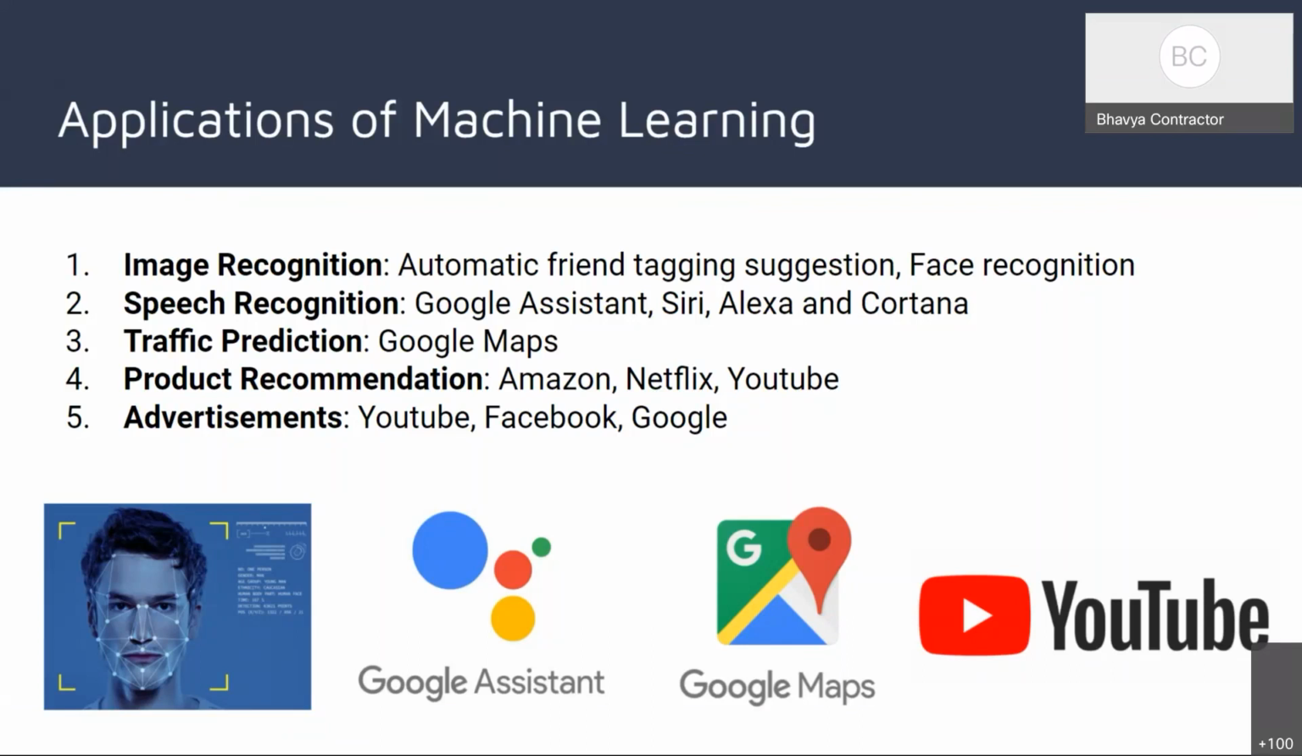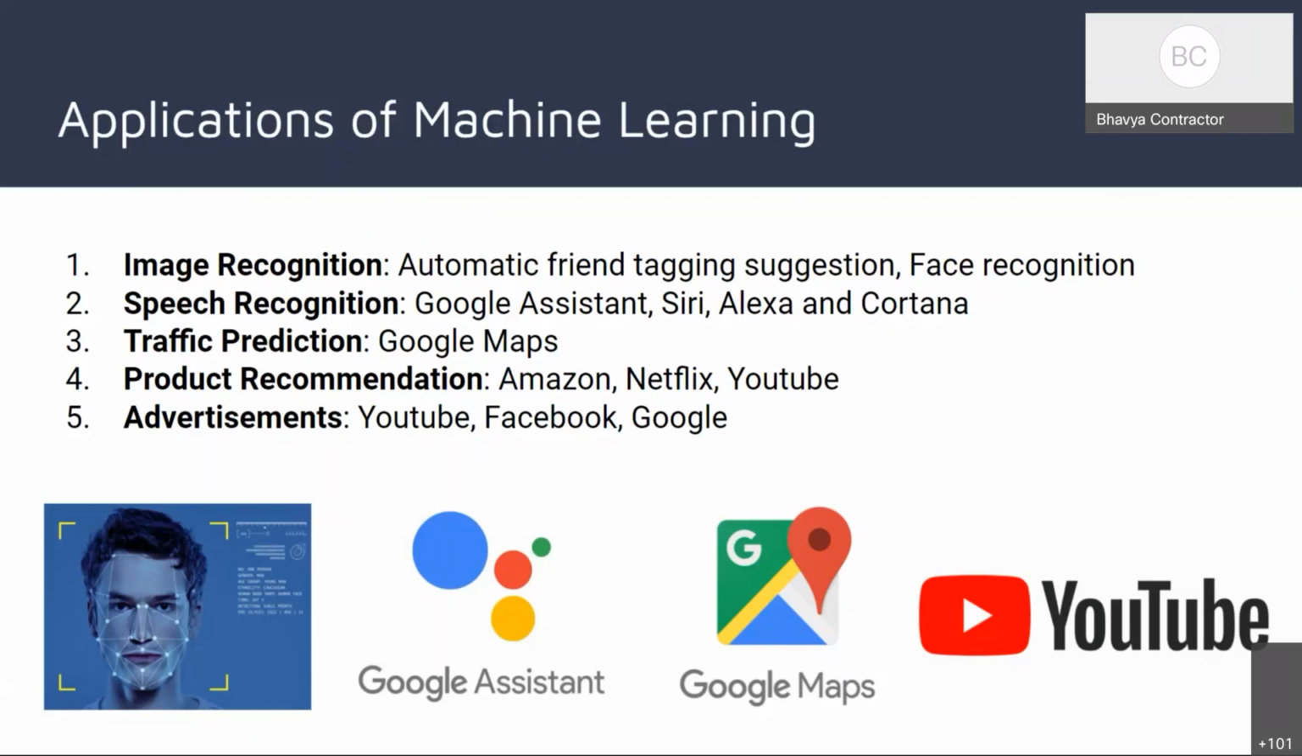Third one is traffic prediction. The famous example of traffic prediction is Google Maps. Suppose, for example, you want to go to a destination and you type it in Google Maps, then it shows you how much time it will take and how many kilometers it is. So this also involves a machine learning algorithm in order to find how the traffic is there and how long it will take for you to go there. All of this involves machine learning algorithms.